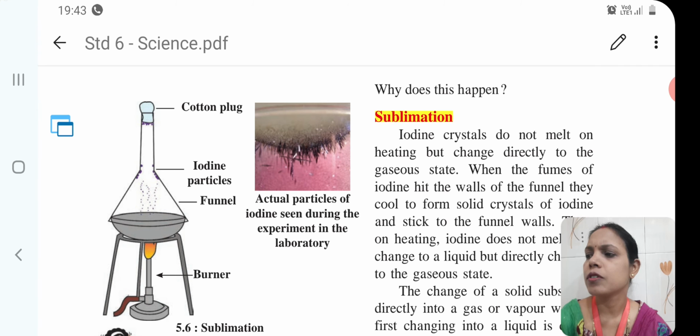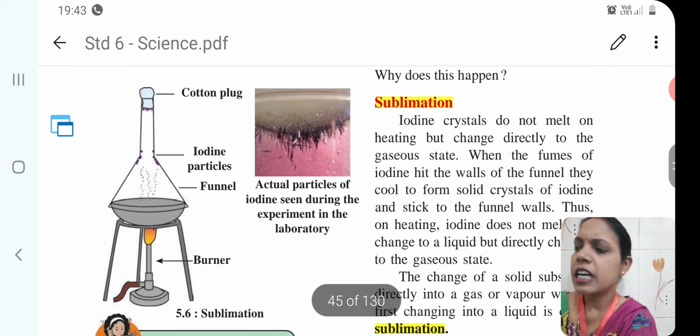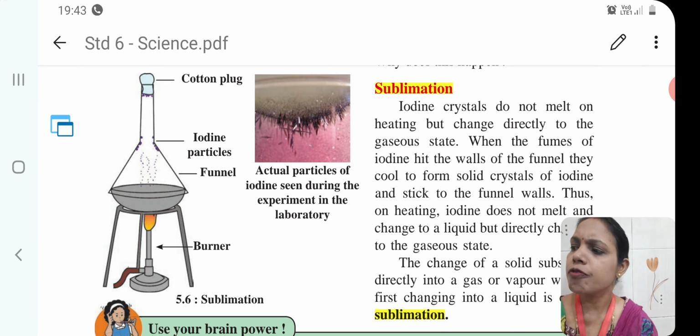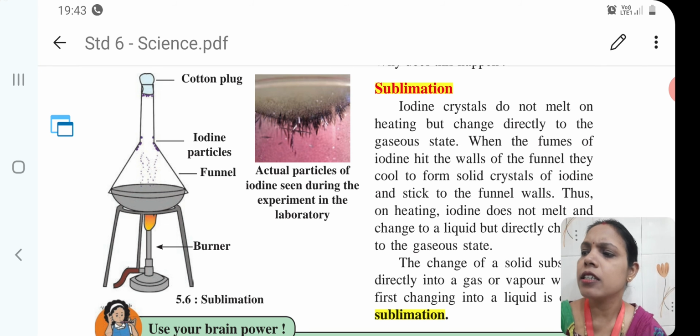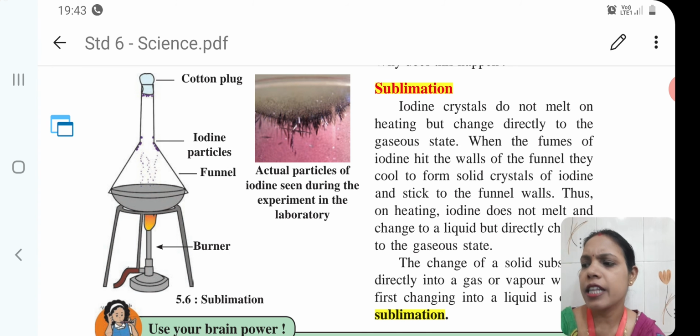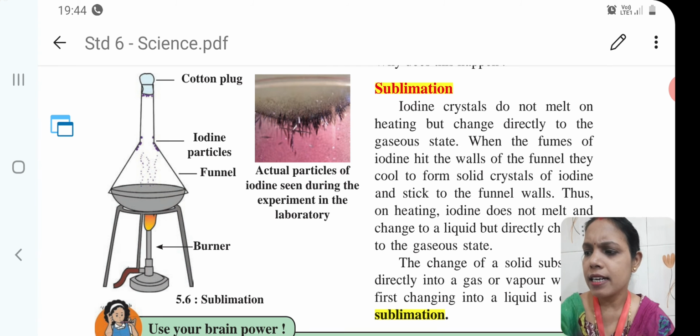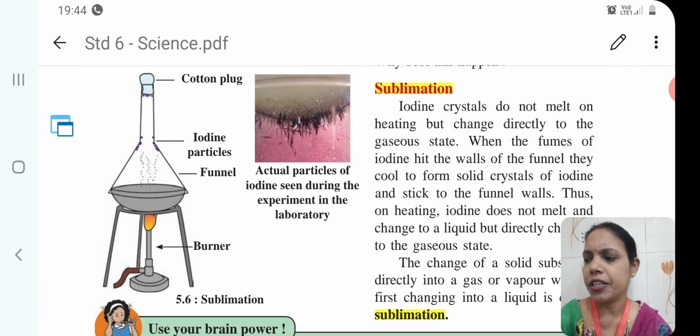So children, iodine crystals do not melt on heating but change directly to the gaseous state. When the fumes of iodine hit the walls of the funnel, they cool to form solid crystals of iodine and stick to the funnel walls. Thus, on heating, iodine doesn't melt and change to a liquid but directly changes to the gaseous state.